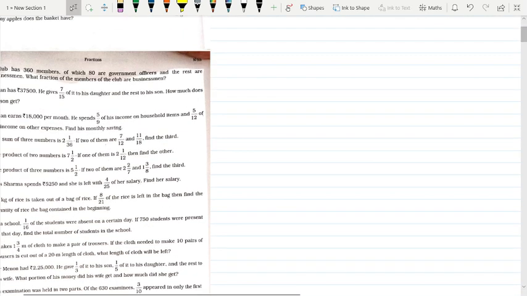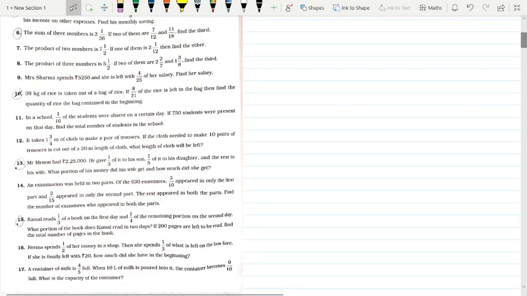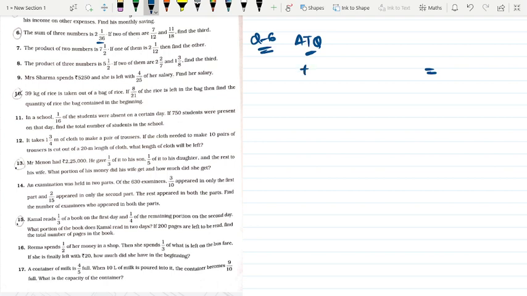Next question is question number 6. The sum of three numbers is this much. So for question number 6, just write down according to the question. See, the sum of three numbers is given here. Let's suppose the three numbers: first one will come here, second one here, third one here, and the sum is 2 1/36.